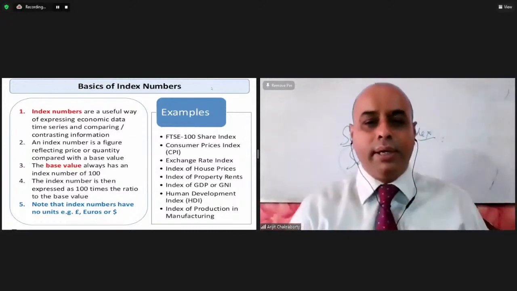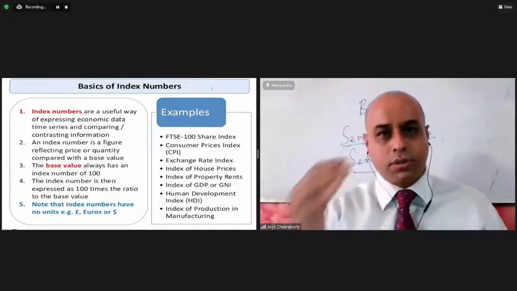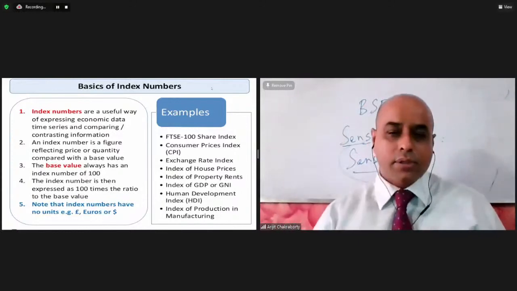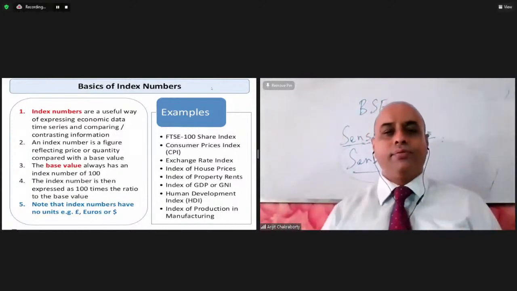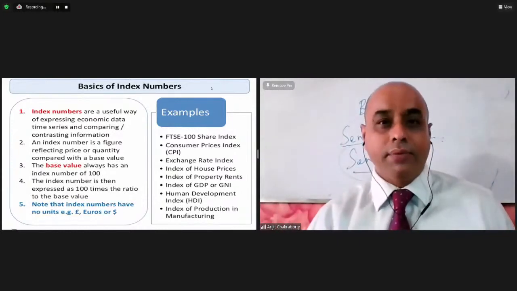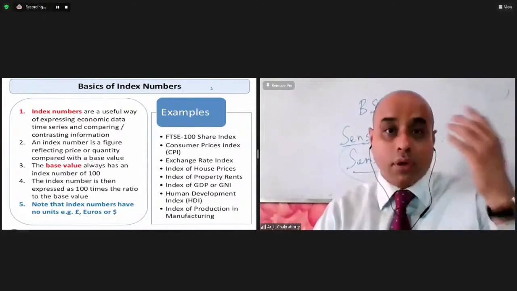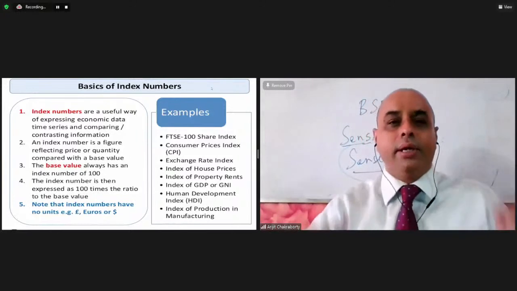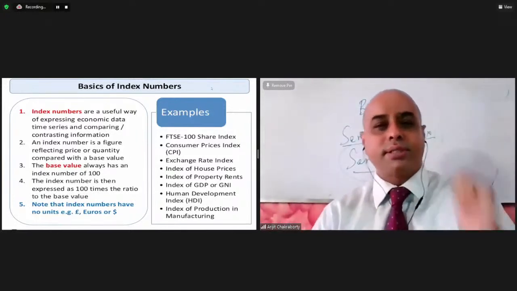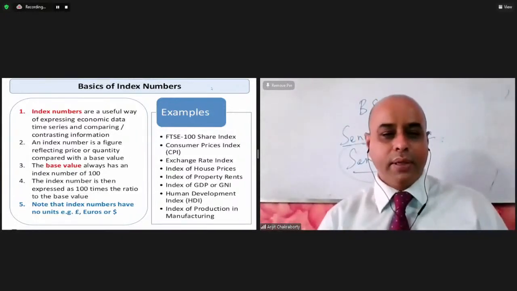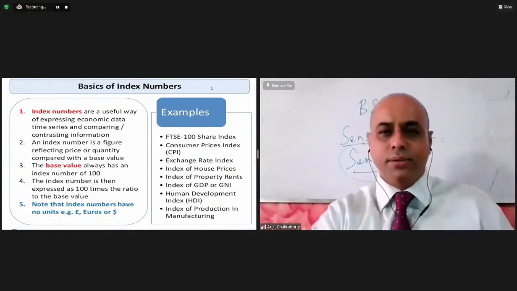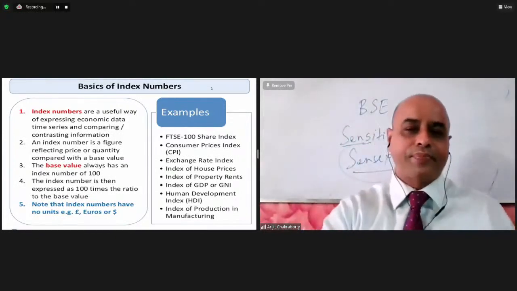Index of property, index of GDP, gross domestic product, GNI, gross national income. We even have the human development index. For example, what was the salary of an officer or an employee in a particular base year versus the salary which the person is earning today. And of course, we have the production index. So different types of index numbers are there.